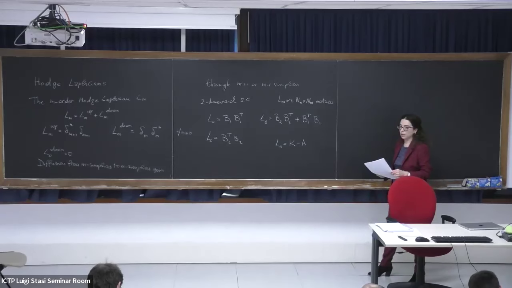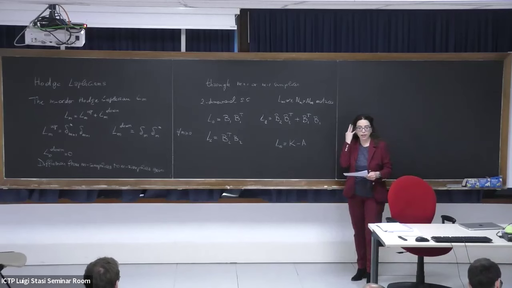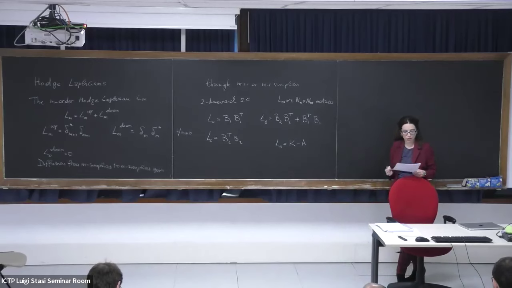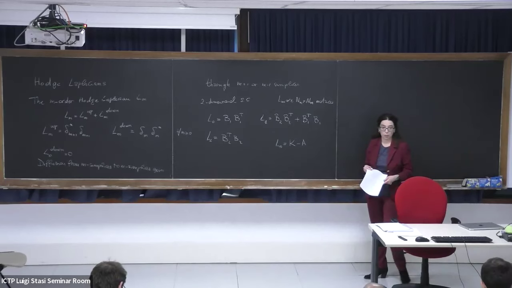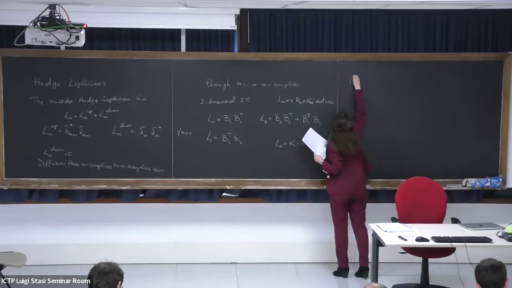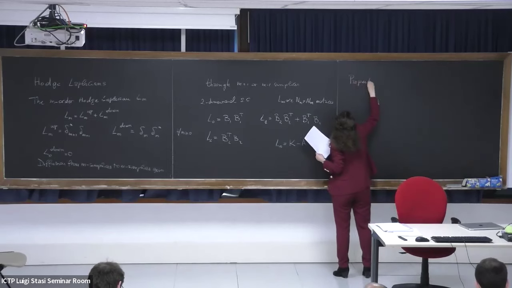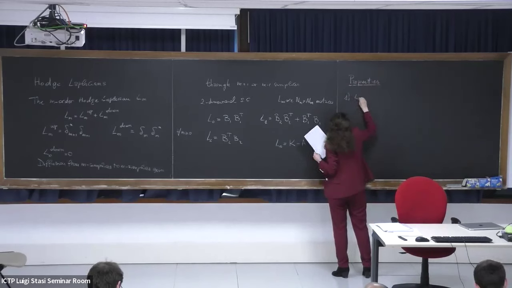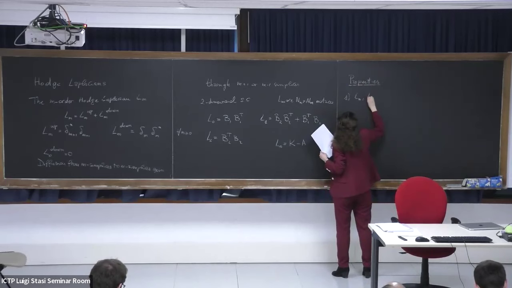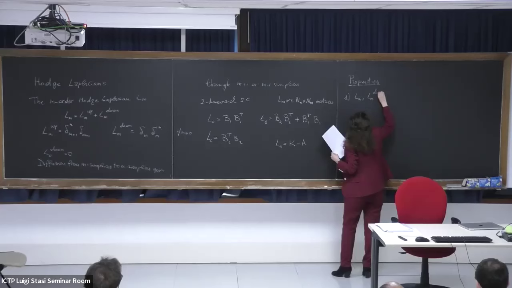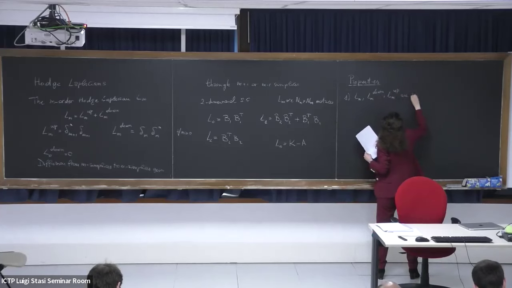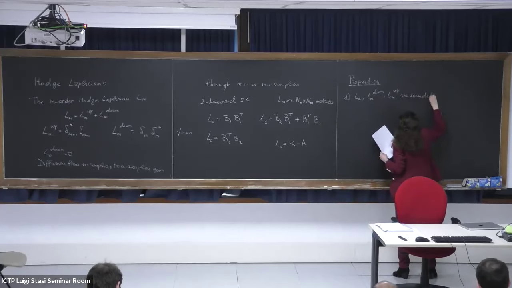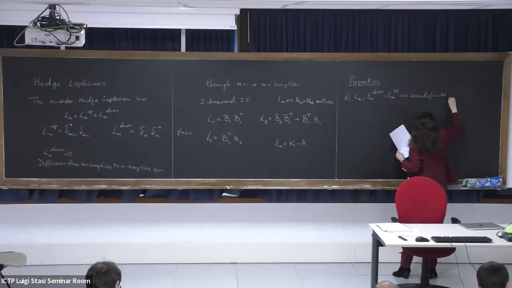So what are the properties of these Hodge Laplacians that are nice and neat and we really love? One thing is clear: they are semi-definite positive. Okay, so the first one is that Lm down and Lm up are semi-definite positive.